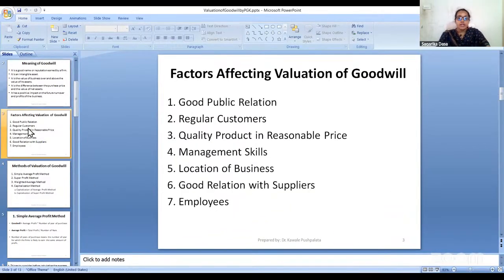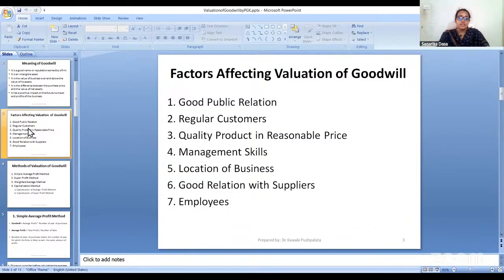Now there are certain factors which will affect the valuation of goodwill. First one is good public relations. The goodwill will be maintained when the company maintains good public relations with the organization. So one of the factors that affect the goodwill is having good public relations in the market. Regular customers: if the regular customers are there for the products, automatically the goodwill will be improved. Goodwill will be increased. So regular, loyal customers will create the goodwill for the business.